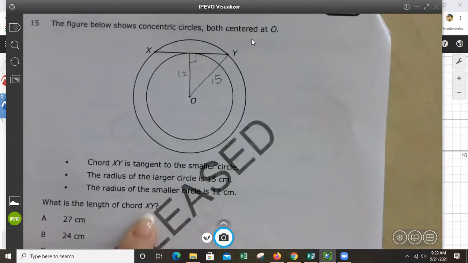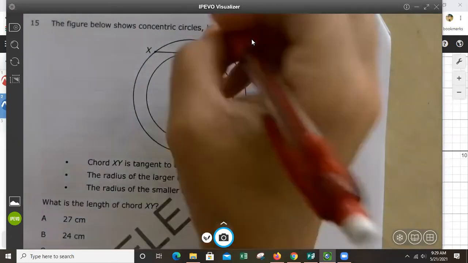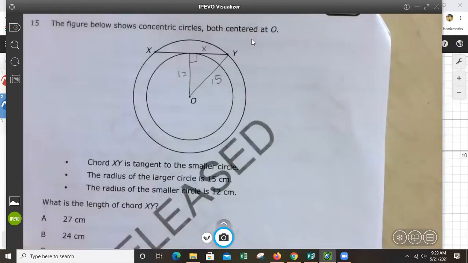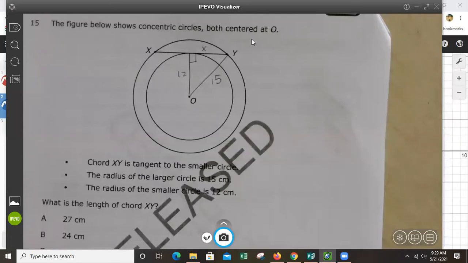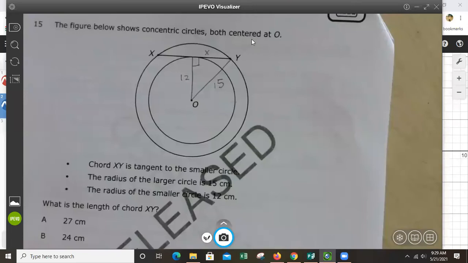It wants the length of chord XY. What we're going to get is this part. How do I find the full length after I finish? Times it by 2. Got it? How do I figure out that X? You always do it back. I do it the long way, you do it the short way, and that is perfect. That's how I would do it if I were taking the test.